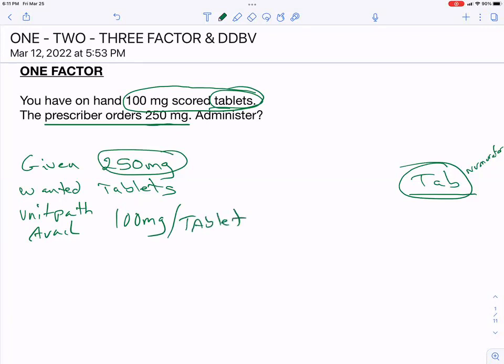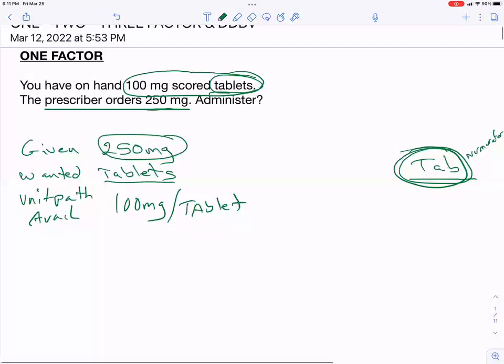When I have this information, the fourth step is to actually set up the problem. We always set up problems to cancel out the unwanted. If I know my wanted is tablets, I have to make sure I'm able to cancel everything else out. So how do we set up a problem when it's one factor? We always start with the given, and our given in this case is 250 milligrams. My wanted is tablets, and I'm going to put that over as my numerator. This reminds me that I need tablets to end up in my numerator.